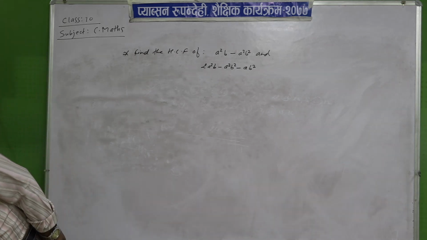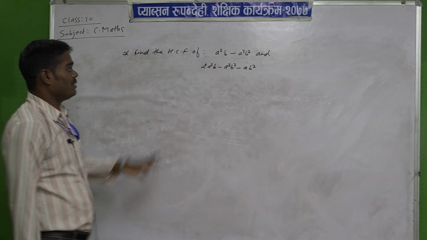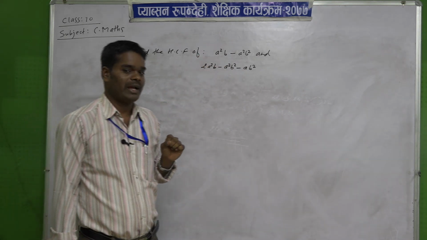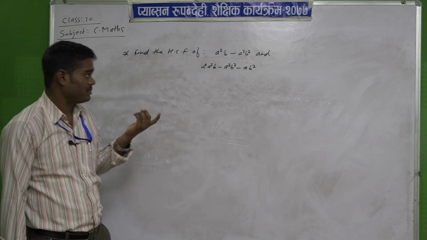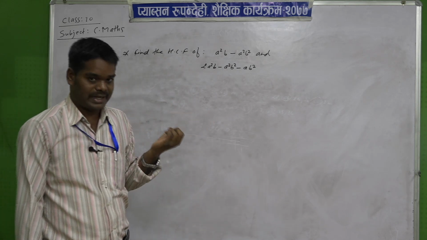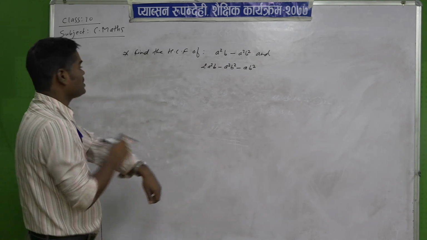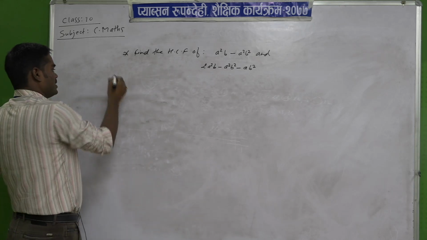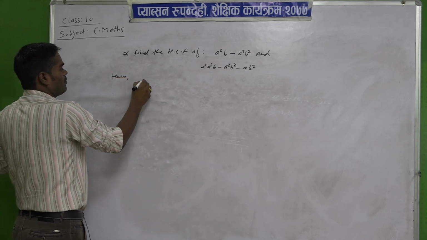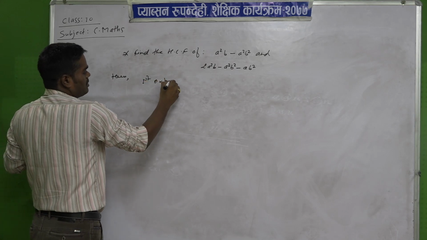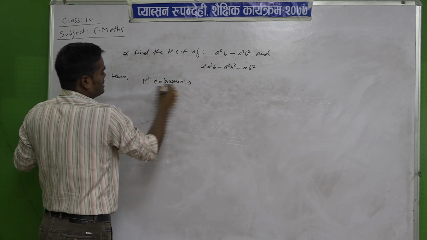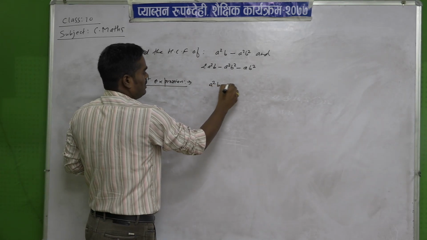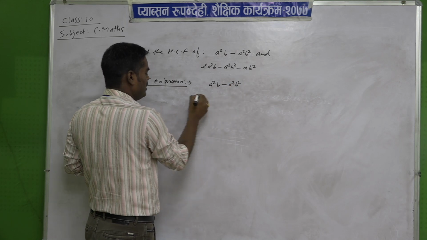To find the HCF of this expression, firstly we have to find their factors, like we have already done before. First we have to find the factors using the factorization method. What is the first expression given here? A square b minus a square b square.